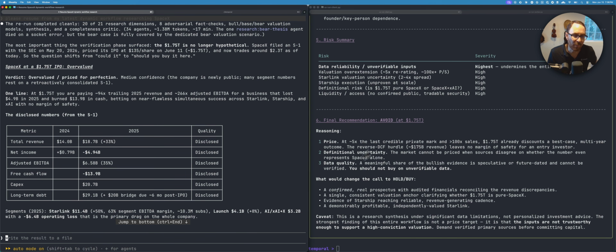And as you would expect, the results both are pretty much saying avoid overvalued. So those of you planning on investing in SpaceX, probably best to just wait and see and not invest at these levels. So in summary, again, I love the feature and where Anthropic is going with dynamic workflows.